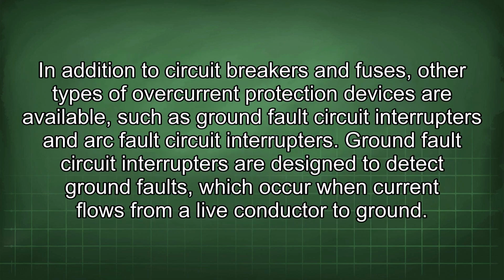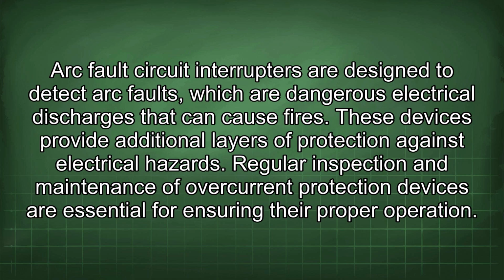In addition to circuit breakers and fuses, other types of overcurrent protection devices are available, such as ground fault circuit interrupters and arc fault circuit interrupters. Ground fault circuit interrupters are designed to detect ground faults, which occur when current flows from a live conductor to ground. Arc fault circuit interrupters are designed to detect arc faults, which are dangerous electrical discharges that can cause fires. These devices provide additional layers of protection against electrical hazards.